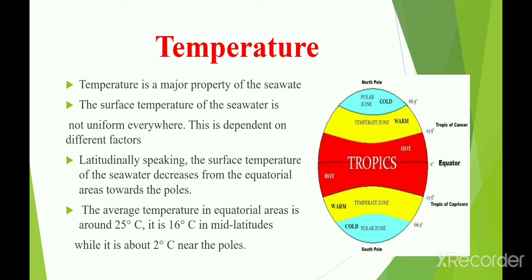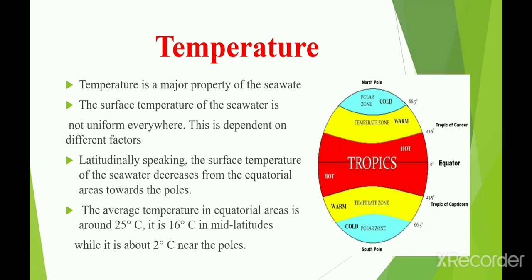See first, temperature. Temperature of seawater. Temperature is a major property of seawater. The surface temperature of seawater is not uniform everywhere. This depends on different factors. See which factors are there.